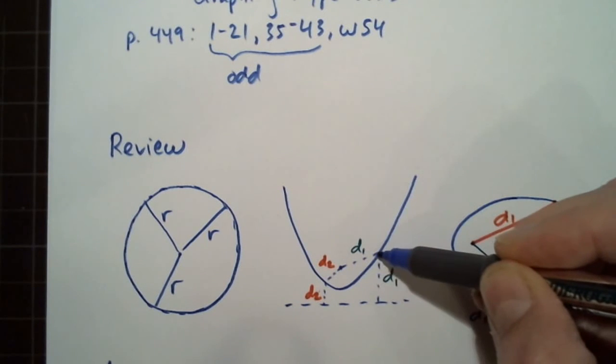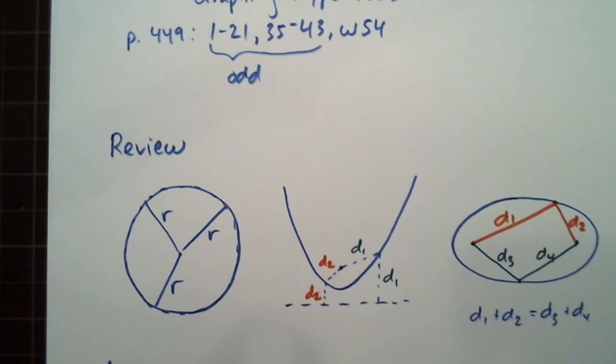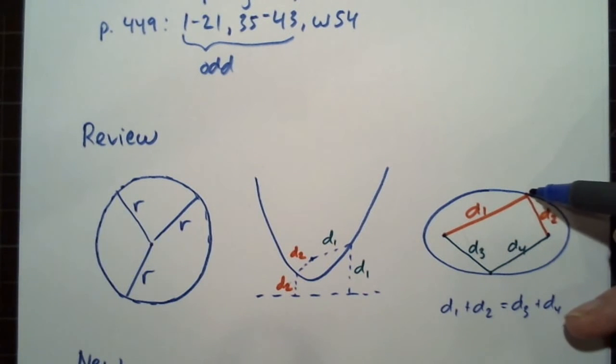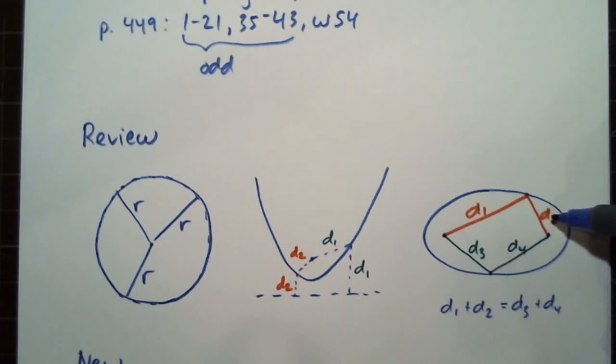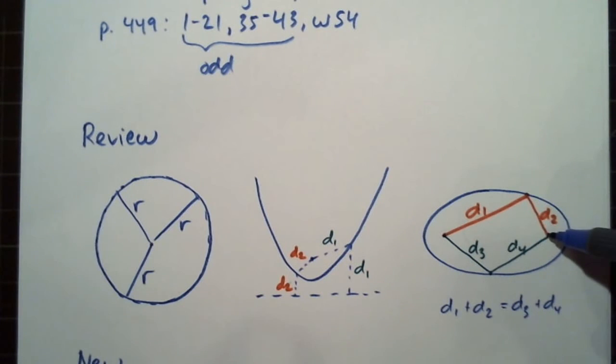So this distance d1 is equal to d1 here. This is d2 and that's d2. In the ellipse, we saw that every point on the ellipse, we take the distance from each focus, and each of those sums is equal. So d1 plus d2, d3 plus d4 is always going to be the same.